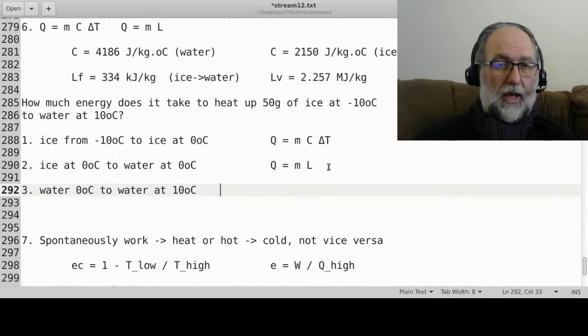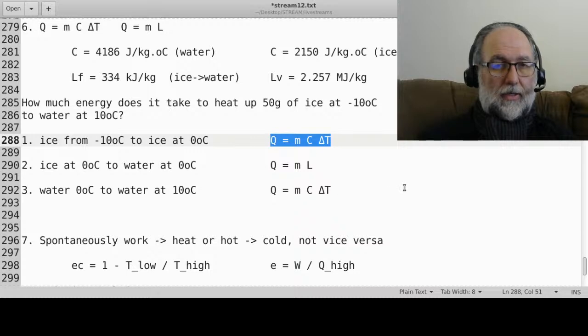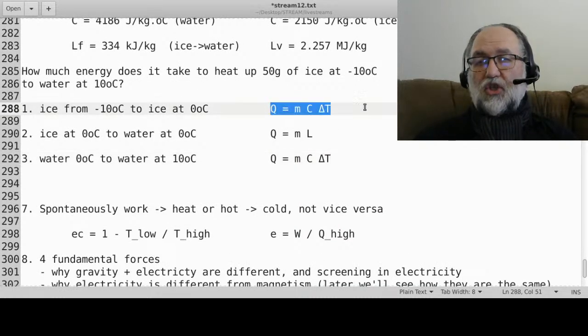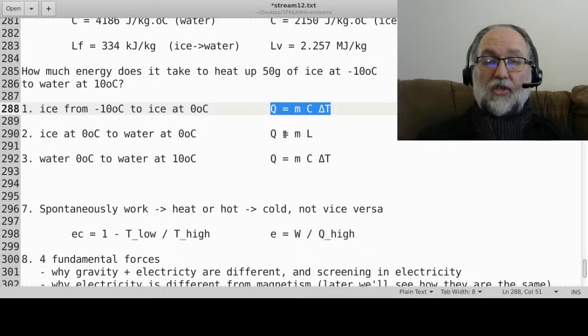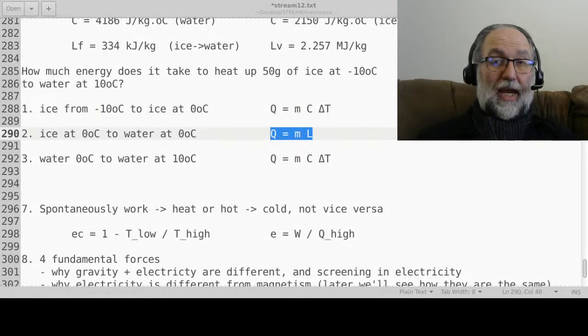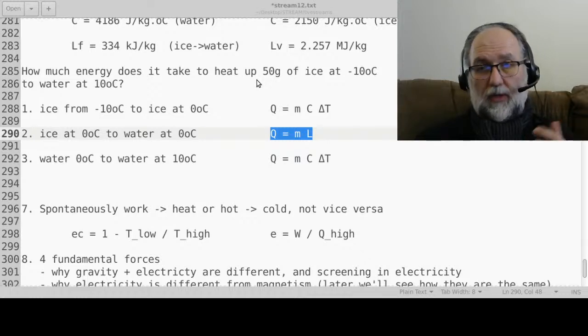10 degrees Celsius. Okay, and for that one, you're back to this. So when the phase doesn't change, adding heat changes the temperature. Use the formula that I've highlighted there. When you're at a phase transition, the temperature doesn't change, but the phase does. In other words, you go from like solid to liquid or liquid to gas.